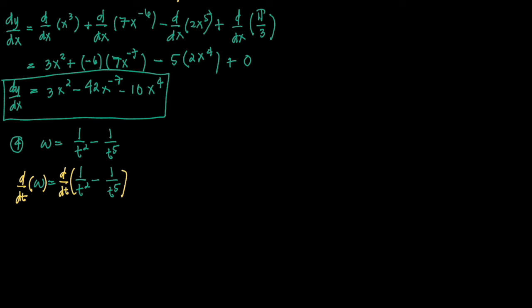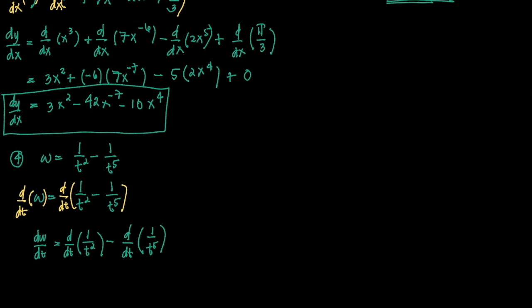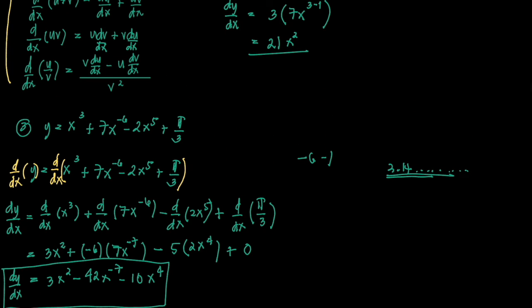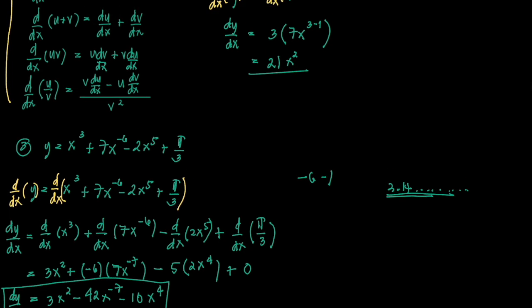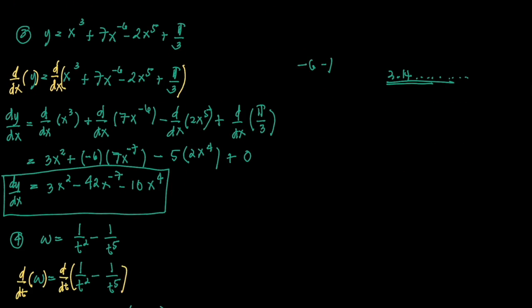So in this case, the first step that we can do is we can first apply the sum rule. So this would now become the derivative of w with respect to t is equal to the derivative of this first term, 1 over t squared, minus the derivative of this second term, 1 over t raised to the fifth power. So if you can see, we can now apply the quotient rule. So let's review the quotient rule. So the quotient rule is a little bit lengthy. Instead of using this quotient rule, we can still use the power rule.